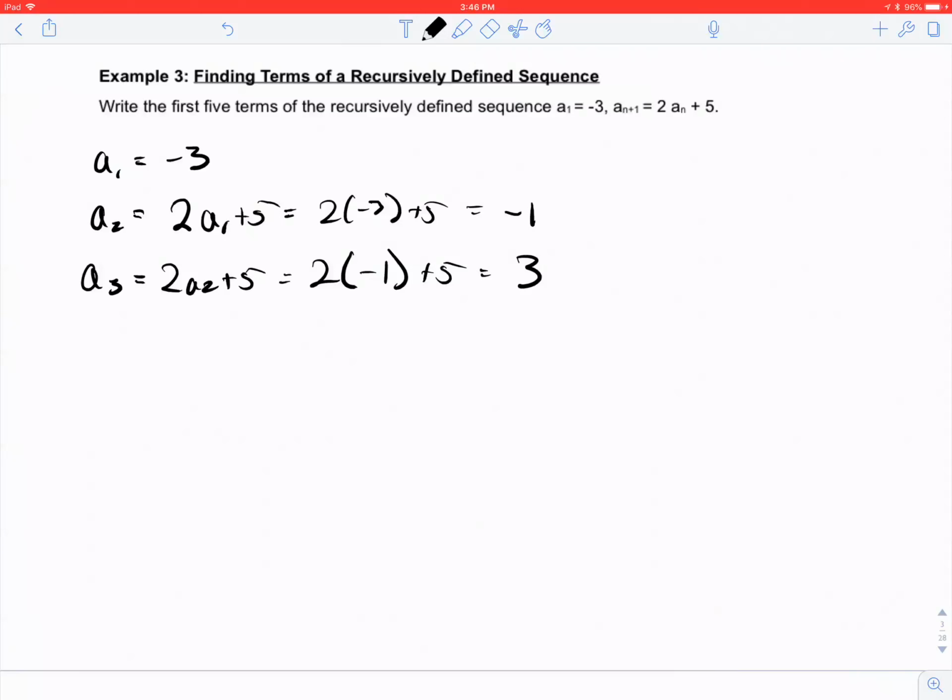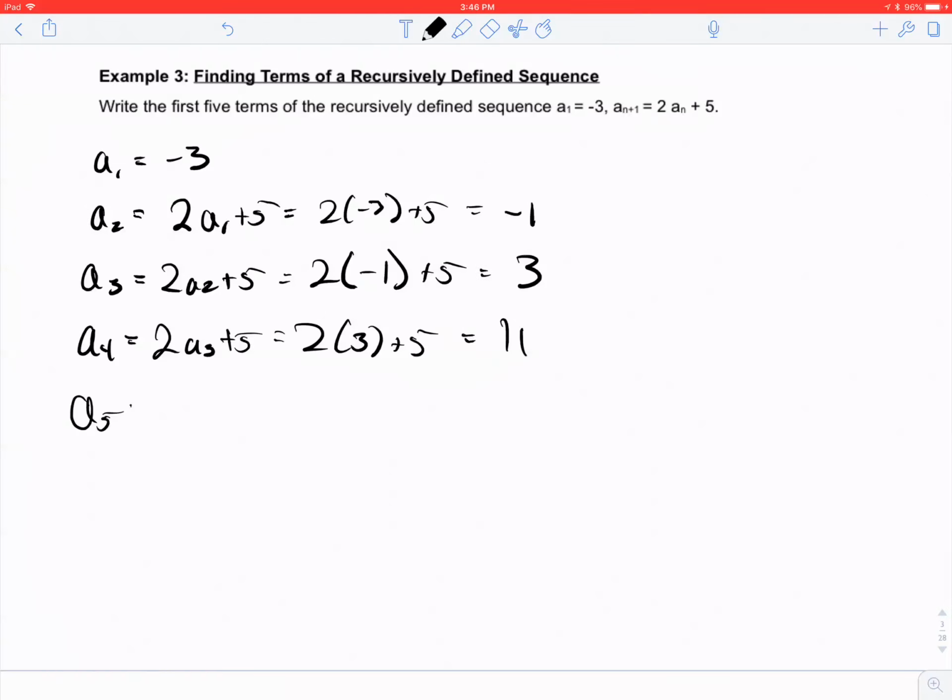So it looks like we're increasing by, well, that one we increased by 2. Let me look at it again. Negative 3 to negative 1 is an increase of 2. Negative 1 to 3 is a positive 4. That one we increased by 4. Let's do another one. So then we say A4. I feel like I might have made a mistake somewhere. So if we do A4, it's going to be 2 times A3 plus 5. It's going to be 2 times 3 plus 5. 6 plus 5 is 11. So that one increased by 8. So maybe it's just not behaving the way I think it is.